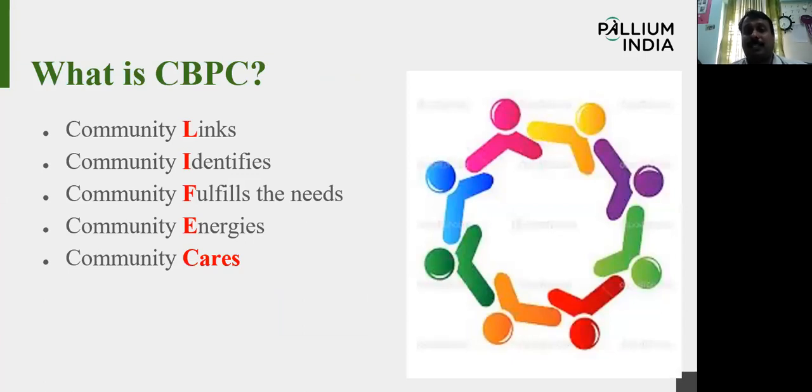What is community-based palliative care? We can see in detail about community-based palliative care. Community links: they will be identifying the patients or the beneficiaries from their community, and identifying their needs. After the identification of that particular beneficiary or family and their needs, they will try to fulfill those needs. The community energizes their life by making changes through the different interventions made by the community or the community volunteers. Through all these aspects, they will be giving care. Community-based palliative care is known as life care.